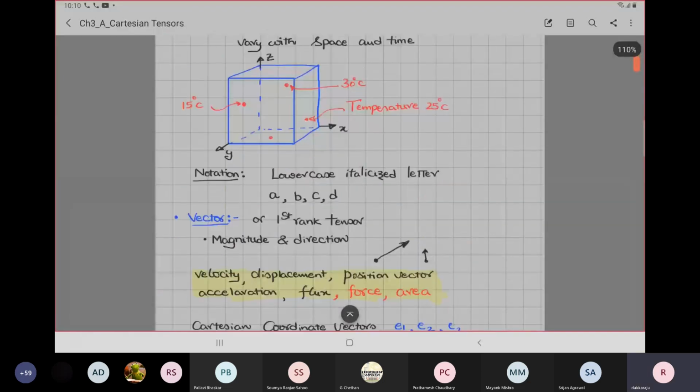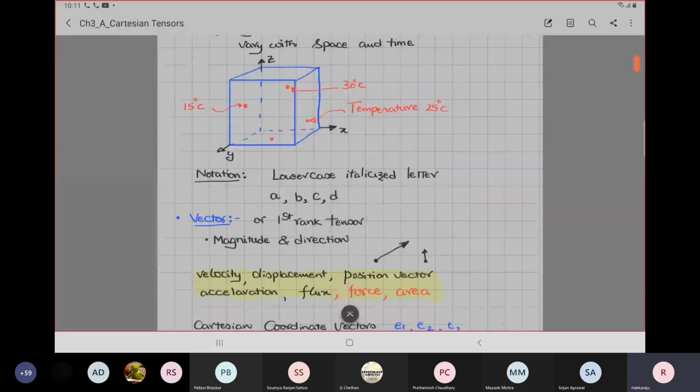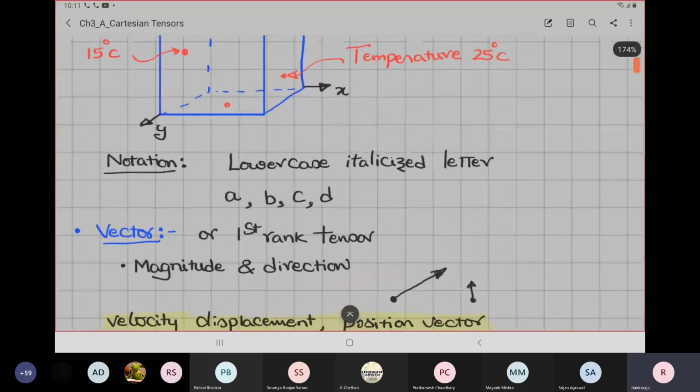And then we tried to define something like scalars. Basically, they can be represented by lowercase italic letters like A. They will always have some number like 1, 2, 5, 10, 3, something like that. These are called scalars. They are defined maybe at each and every point in space. For example, density, maybe 3 kg per meter cube. It's a scalar defined in 3 dimensions. Maybe 10 coins, that's also a scalar. Maybe 5 kg mass is distributed, so that can also be a scalar. The typical notation is A, B, C, D, lowercase letters. And these kinds of things we call tensor of rank 0.